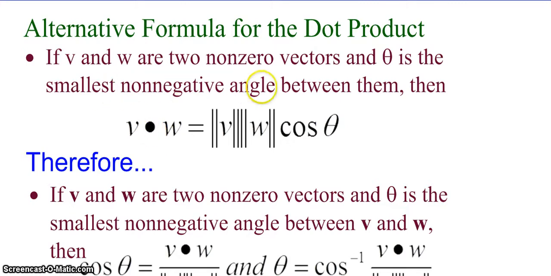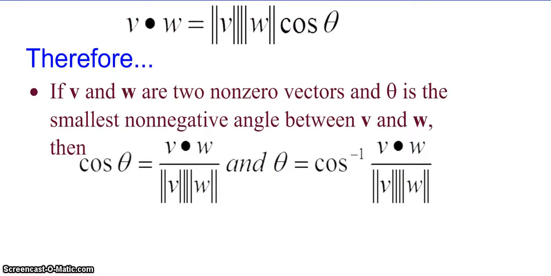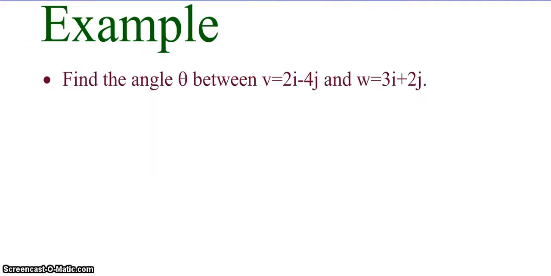So if v and w are two non-zero vectors and theta is the smallest non-negative angle between them, then v dot w is the magnitude of v times the magnitude of w times the cosine of theta. Therefore, we also know that cosine of theta is v dot w over the magnitude of v times the magnitude of w, and we can find theta by doing the cosine inverse. So I want you to find the angle theta between v and w. Pause the video, unpause when you're ready to check your work.